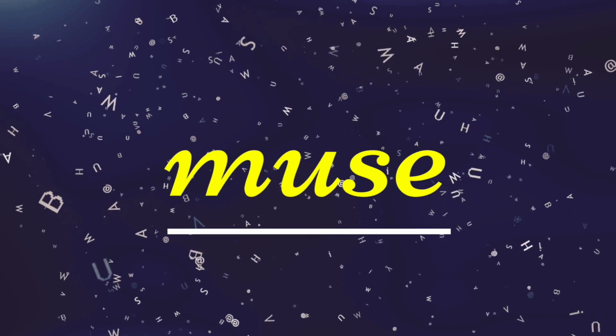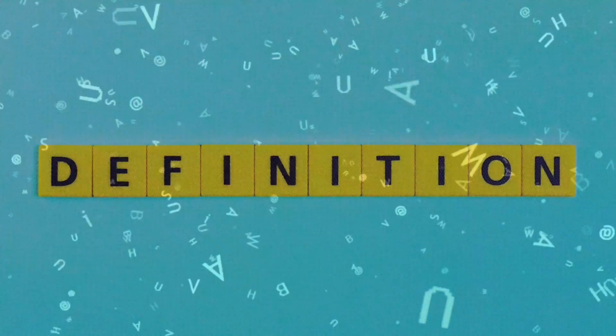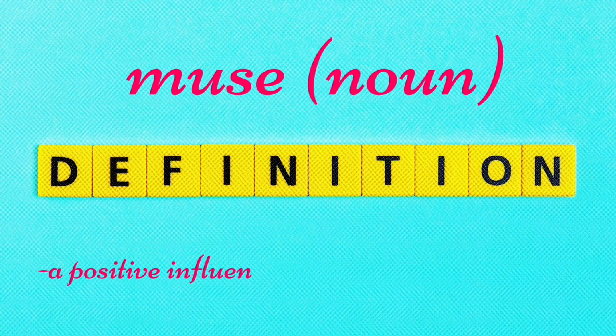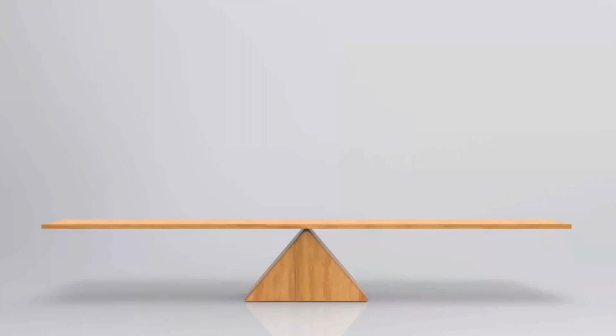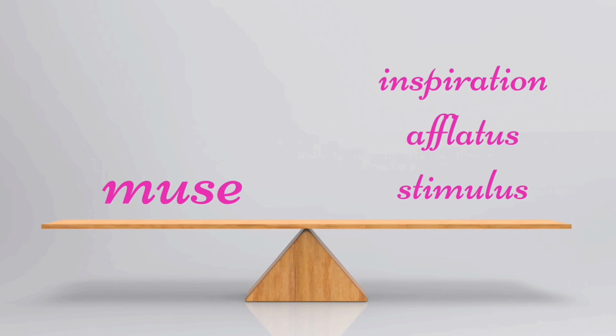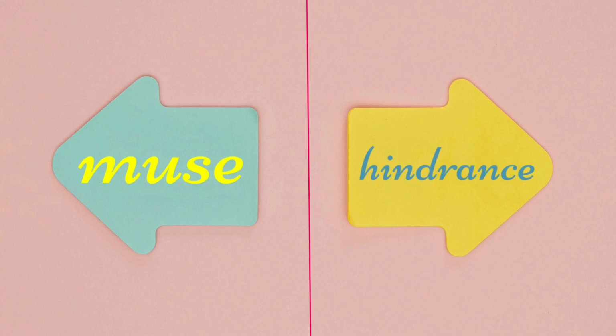For our final word of the day, we have muse. A muse is a noun describing a creative artist's source of inspiration. Typically, a muse is an individual, however, anything can be a muse. Here are some synonyms: inspiration, afflatus, and stimulus. And of course, here are some antonyms: hindrance, deterrent, hazard.